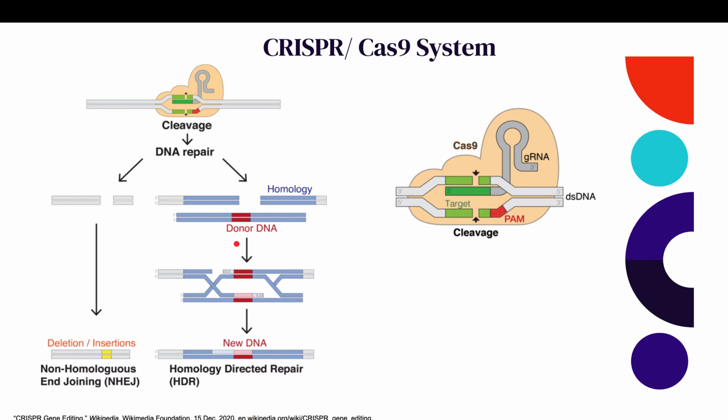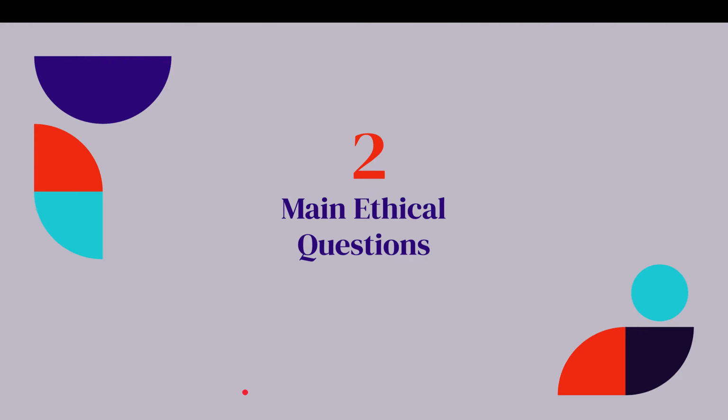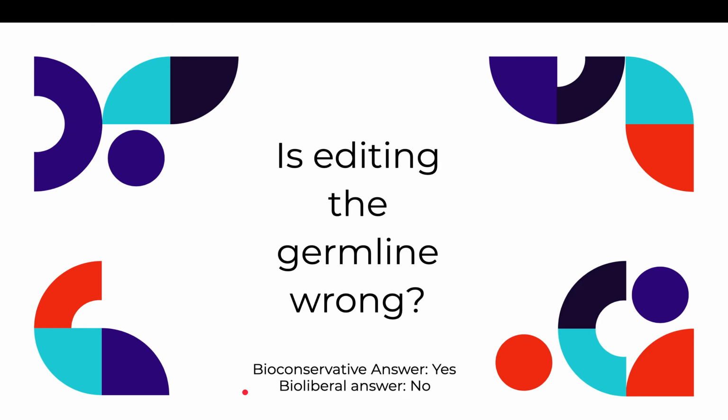The second technique is homology-directed repair. This technique requires new DNA, so this donor DNA, to be incorporated into the sequence. Technique 1, non-homologous end joining, can be used to remove genes, while technique 2, homology-directed repair, can be used to insert new genes. The main ethical questions.